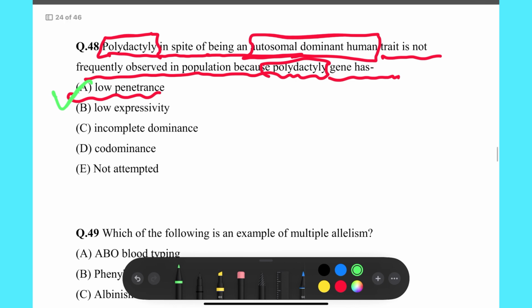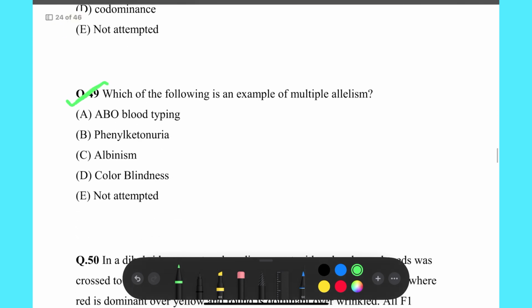Now move to question number 49. Which of the following is an example of multiple allelism? I told you above that it is blood group ABO.